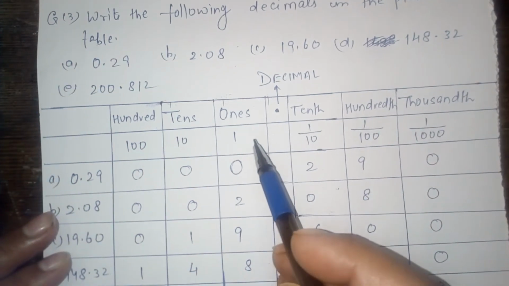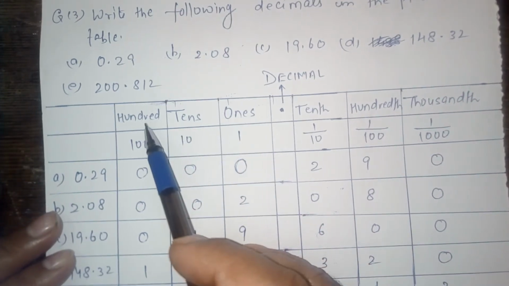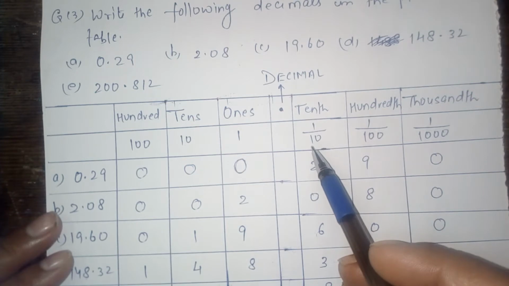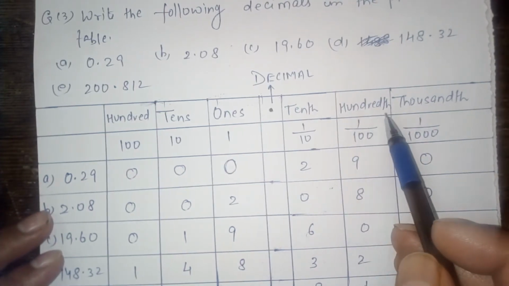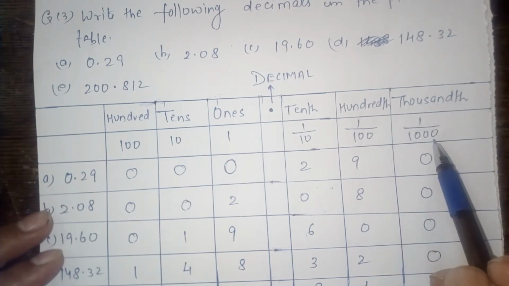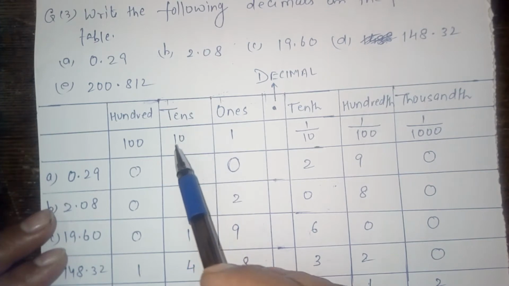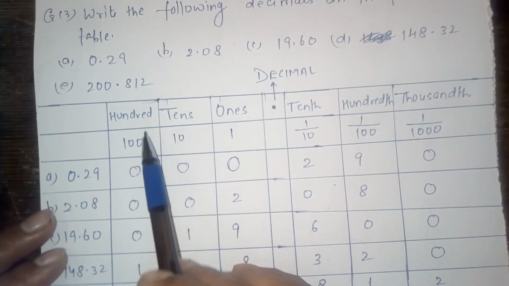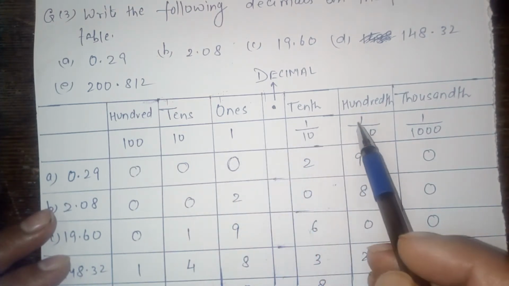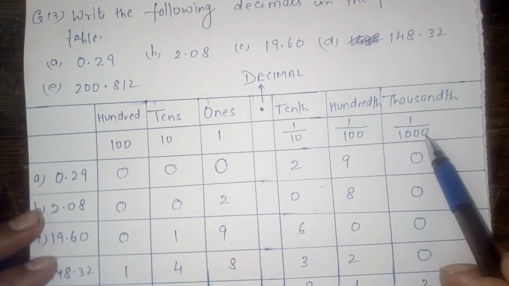Again, the place value of ones is 1, place value of tens is 10, place value of hundreds is 100, and place value of tenths is 1 upon 10, place value of hundredths is 1 upon 100, place value of thousandths is 1 upon 1000.